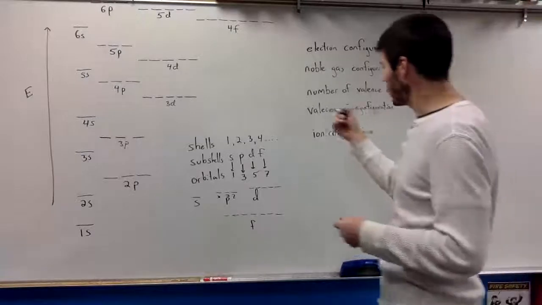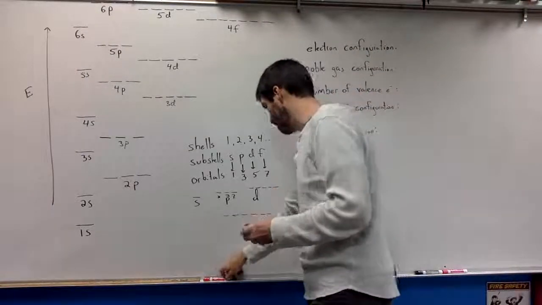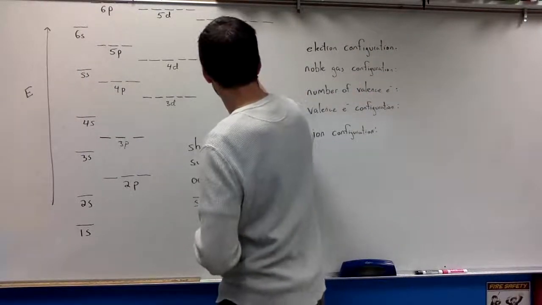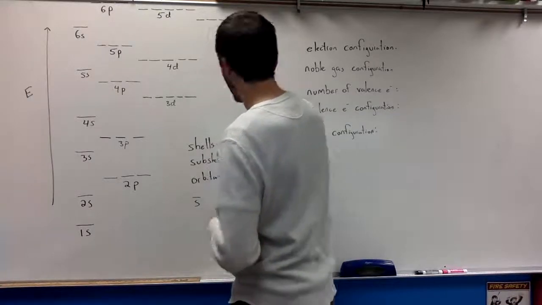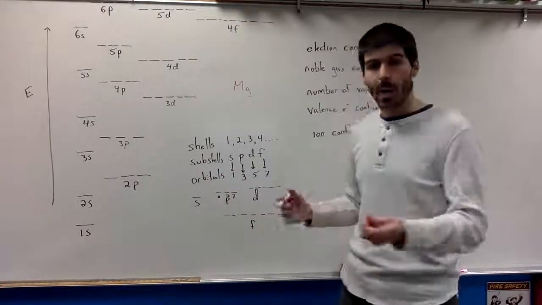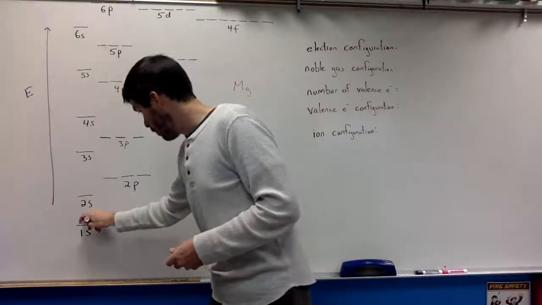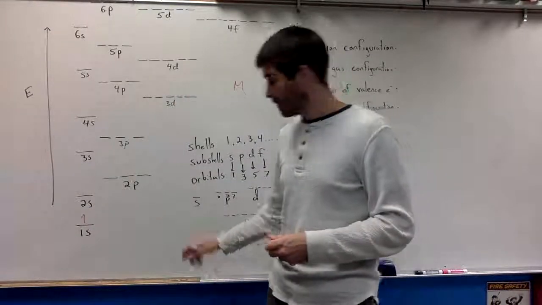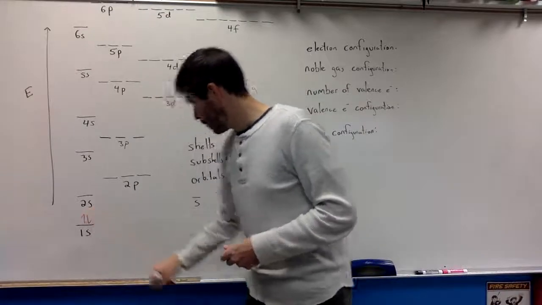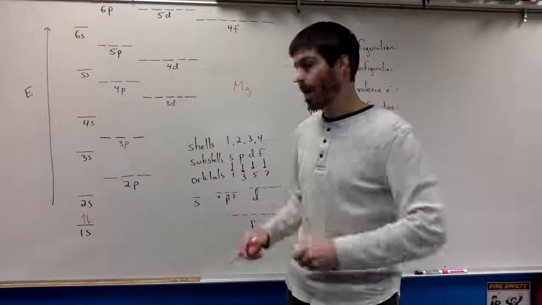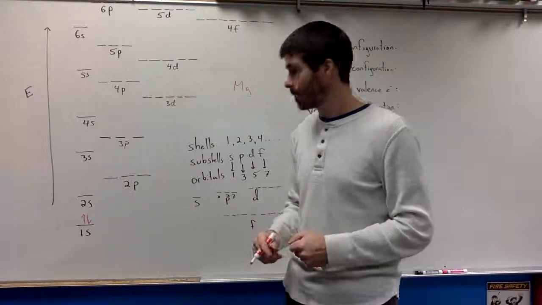So let's look first at magnesium. Magnesium has 12 electrons. So we start putting them in. Electrons are going to come in pairs. We say one up and one down. There's a reason for that opposite. We call that a spin.